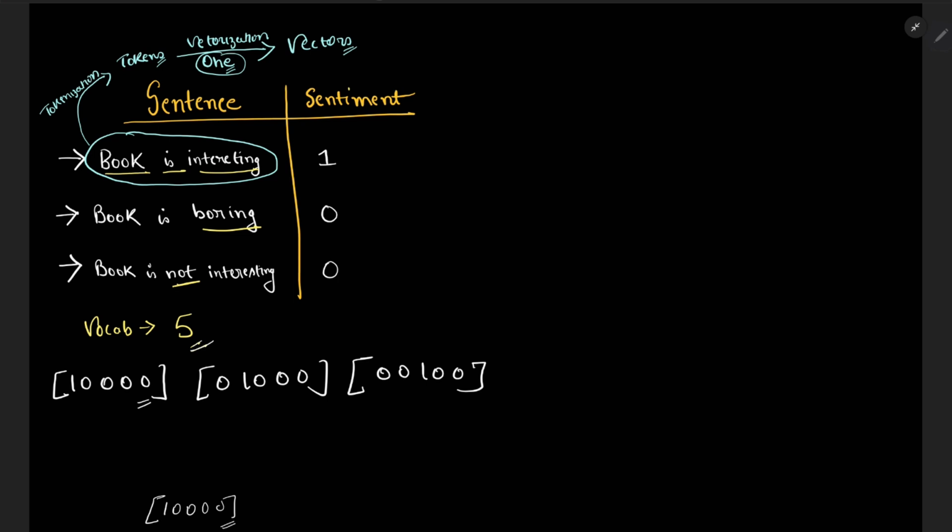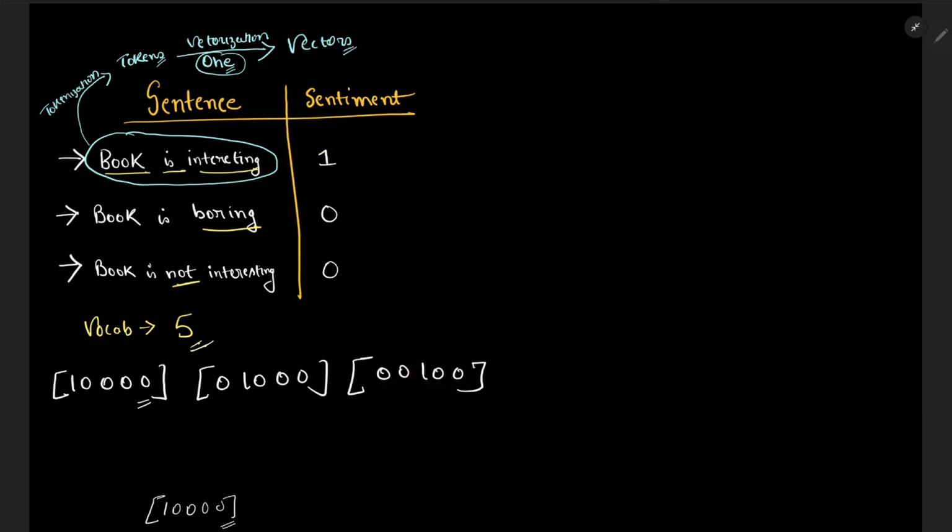Now you may ask why I've put 1 in the first place for book, and for is I've put 1 in the second place. Why is it so? Because it depends upon the occurrences of the unique words. So book is the first unique word occurring, so the first place in our vector is 1. For interesting, this is occurring as the third unique word, so all the elements are 0 in this vector, and only the third element is 1. That means this vector corresponds to interesting.